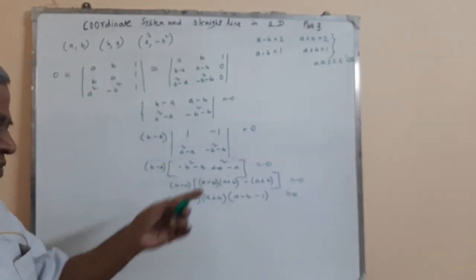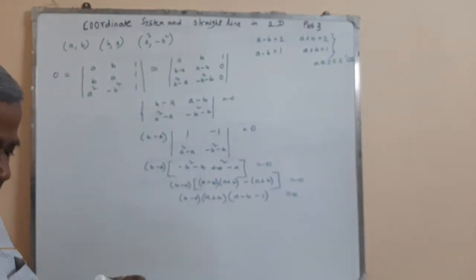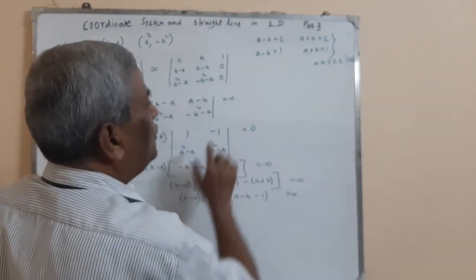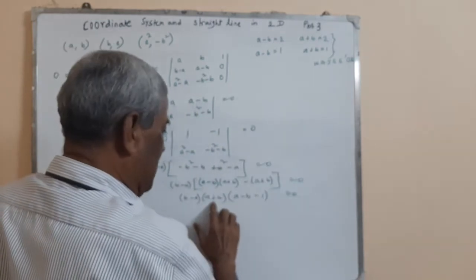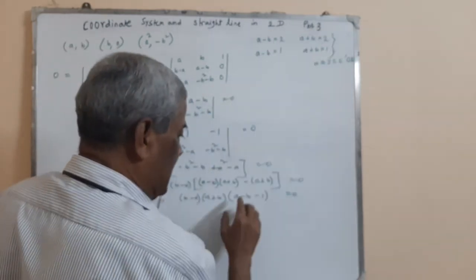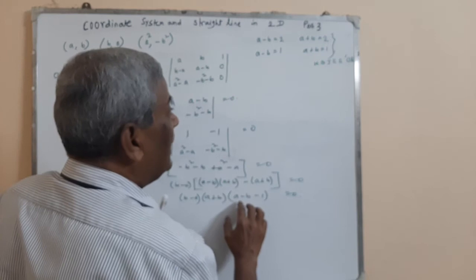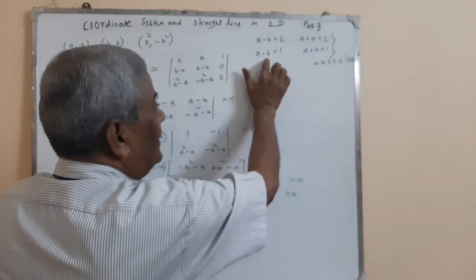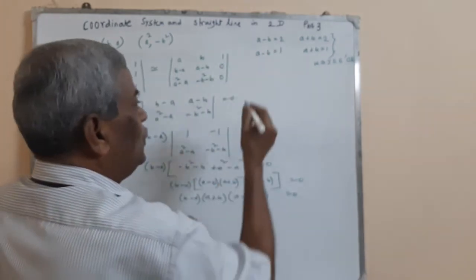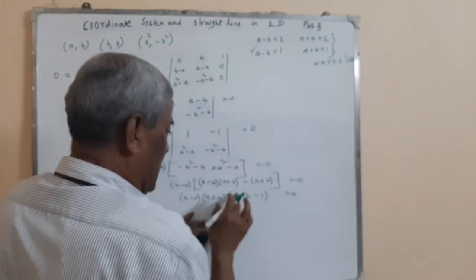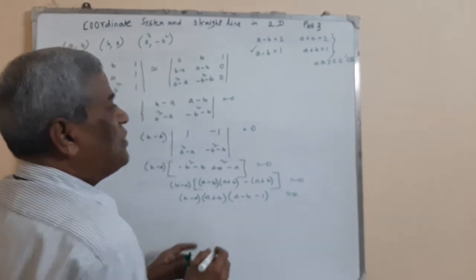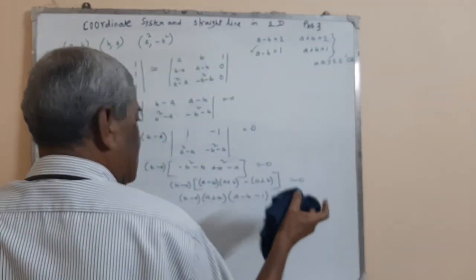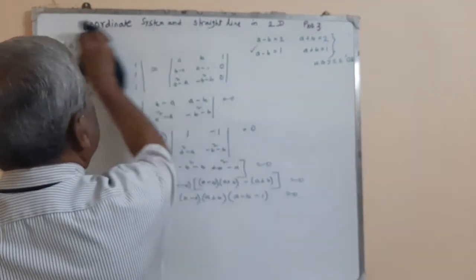So one of the three factors must vanish. If this is 0, A is equal to B, no option is there. A plus B is equal to 0, no option is there. It is A minus B is equal to 1, that condition is here. So the possible condition is this is 0, that is A minus B is equal to 1. Next.